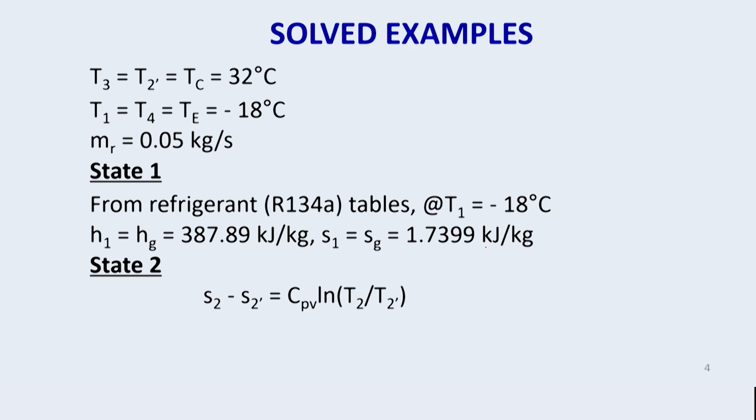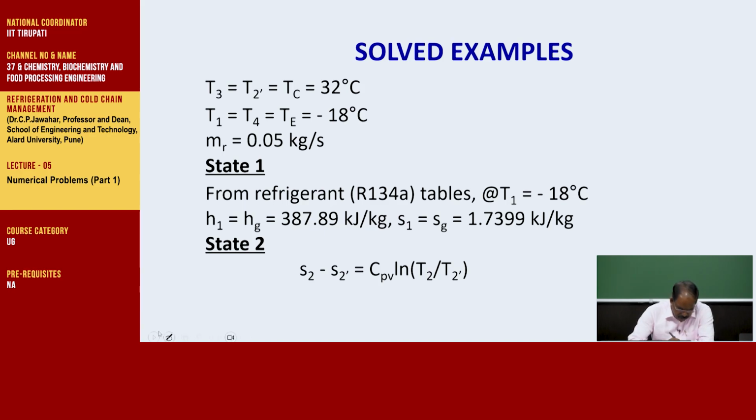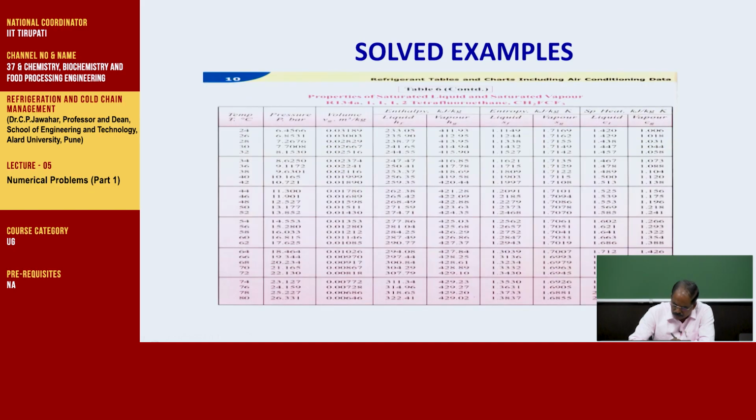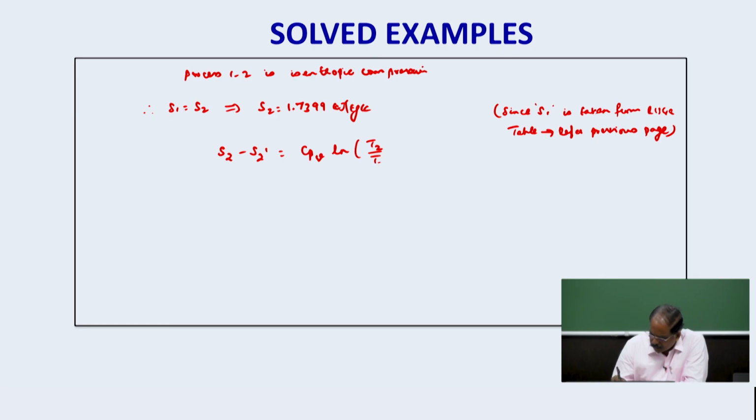S1 value we have taken and H1 value is taken. Now we are going to find out T2. Since S1 is equal to S2, whatever the value of S1 will be equal to S2. Now I will be using this relation to find the temperature T2: S2 minus S2 dash is equal to Cp of vapor into ln of T2 by T2 dash. We will be using this relation.